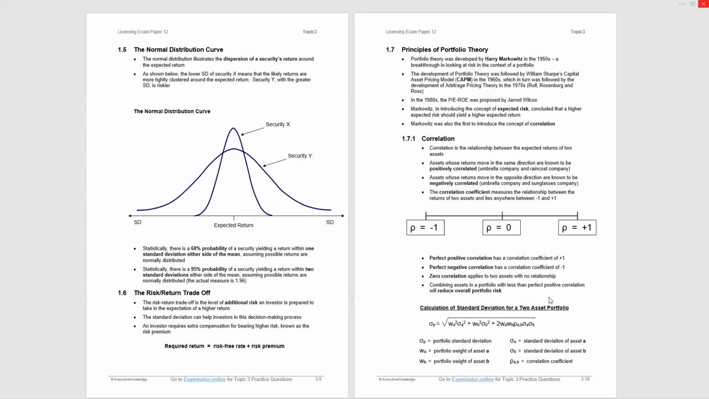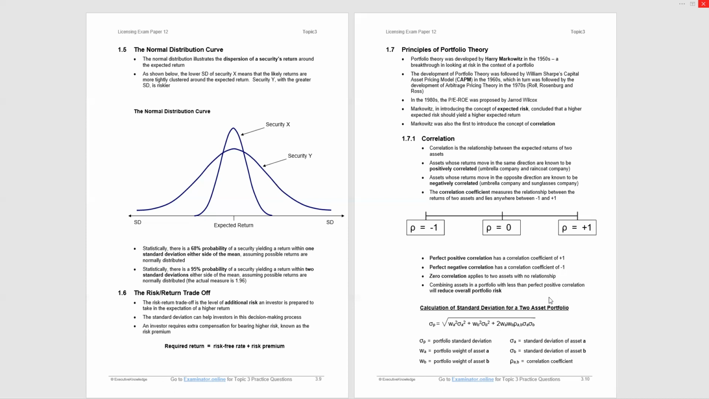1980s, PE to return on equity came forward from Gerard Wilcox. And Markowitz, in introducing the concept of expected risk, concluded higher expected risk should yield a higher expected return, which sort of intuitively we would accept, but he actually applied numbers. And the important development was the introduction of the concept of correlation. Now, correlation measures the way in which the returns of two or more different assets move in the same direction.